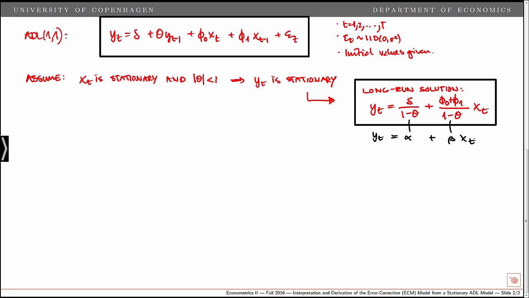x_t. We can rewrite the ADL(1,1) model so that we directly incorporate the long-run solution, or in fact the deviation from the long-run solution. So we can rewrite the model and see how y_t is reacting whenever it is away from this long-run solution. So that's the idea of the so-called error correction model.